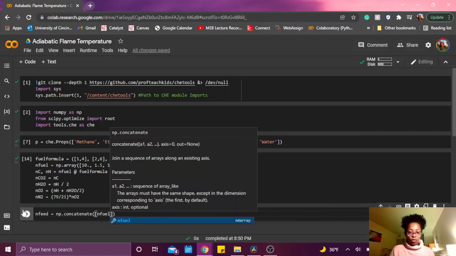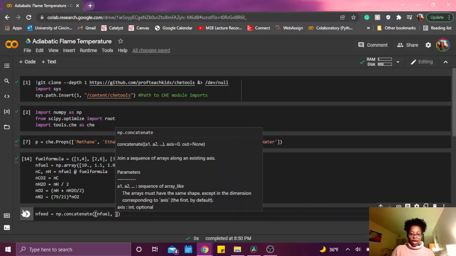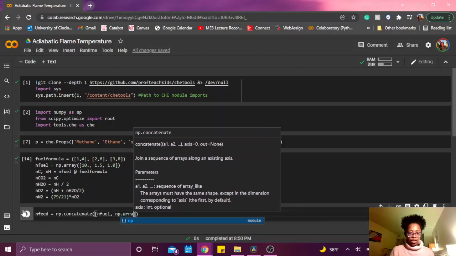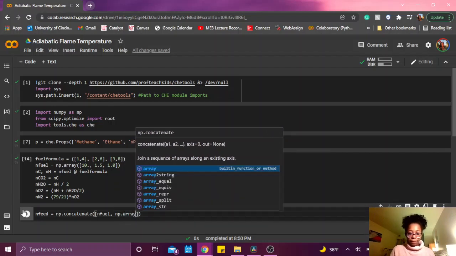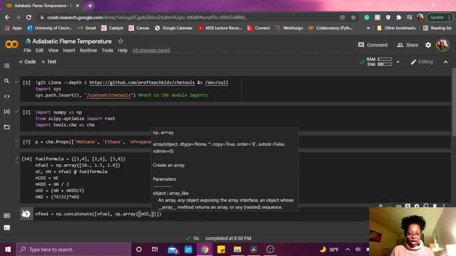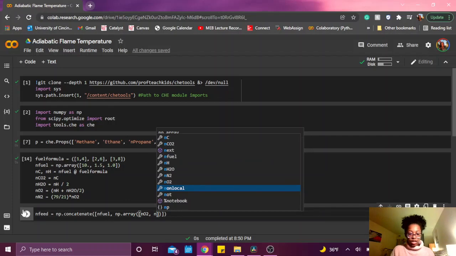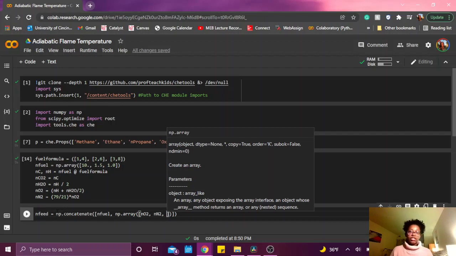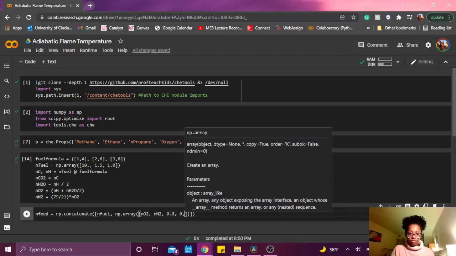And we'll start with in fuel, and then we have to do np array, and this has to be in the order that we did it in. So started with oxygen, so it'll be NO2, and then in N2, and since it's our feed, we don't have any carbon dioxide or water, so it'll be 0, 0, 0, 0.